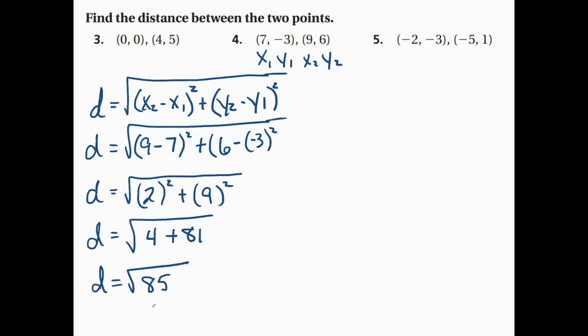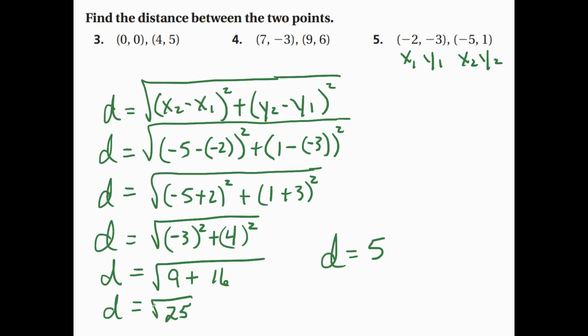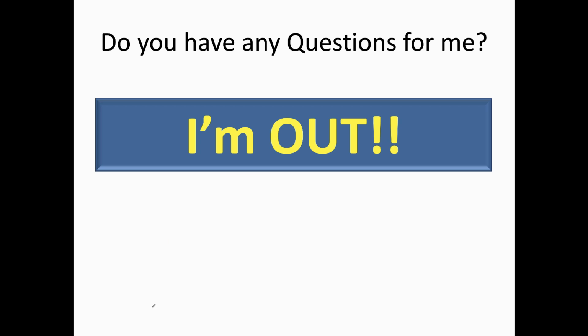And finally, let's look at number 5. Number 5, I label the points, I write down the formula, I go through the process of substituting the values in for x sub 1, y sub 1, x sub 2, y sub 2, and I do the math, all right? And I end up with square root of 25, which is 5. So the distance between those 2 points is 5 units. So that's it for this lesson. That's all that we need to do for section 14.5. So if you have some questions for me, go ahead and ask me now.